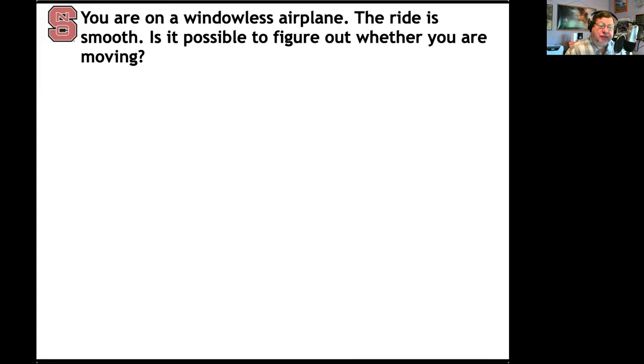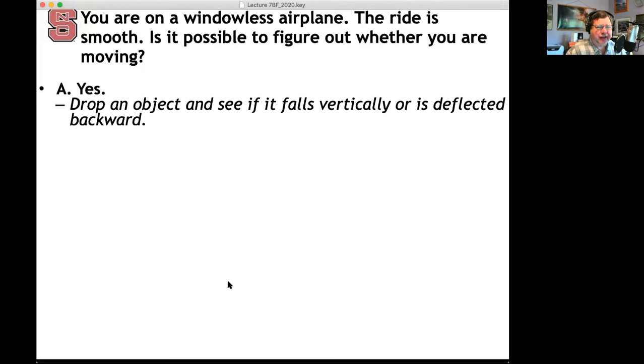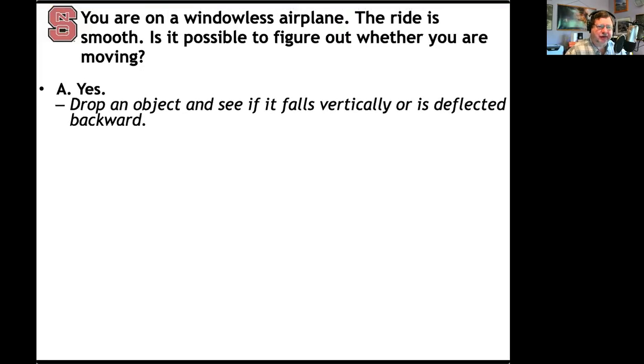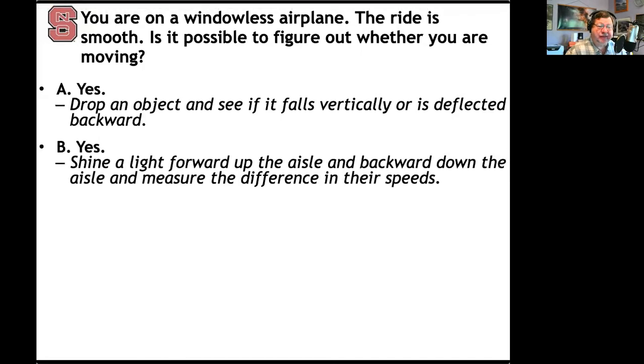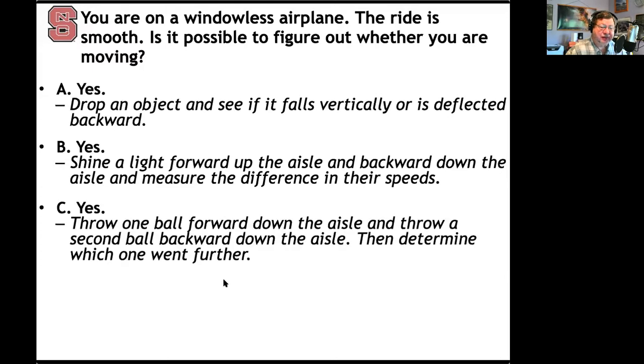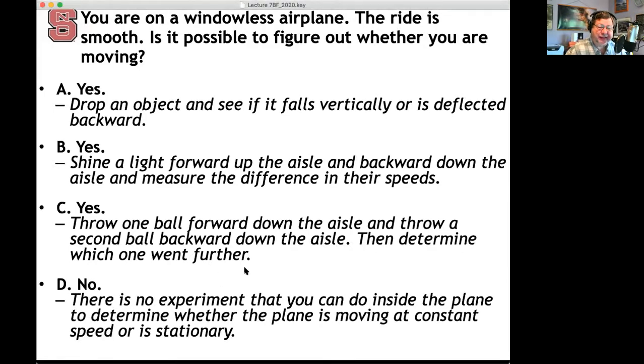You're in a windowless airplane. The ride is smooth. Is it possible to figure out whether you are moving? Answer A, yes: drop an object and see if it falls vertically or is deflected backward. Think about all the times you are on an airplane or even in a car. B, yes: shine a light forward up the aisle and backward down the aisle and measure the difference in their speeds. C, yes: throw a ball forward down the aisle and throw a second ball backward down the aisle, then determine which one went further. Or D, no, there's no experiment inside the plane that can determine whether the plane is moving at a constant speed or is stationary. Let's bring up the poll.